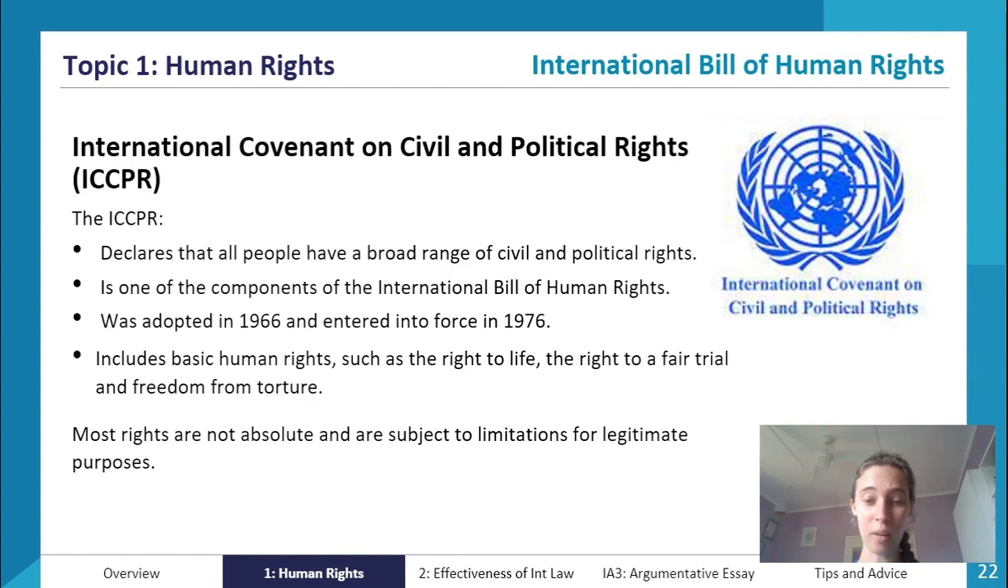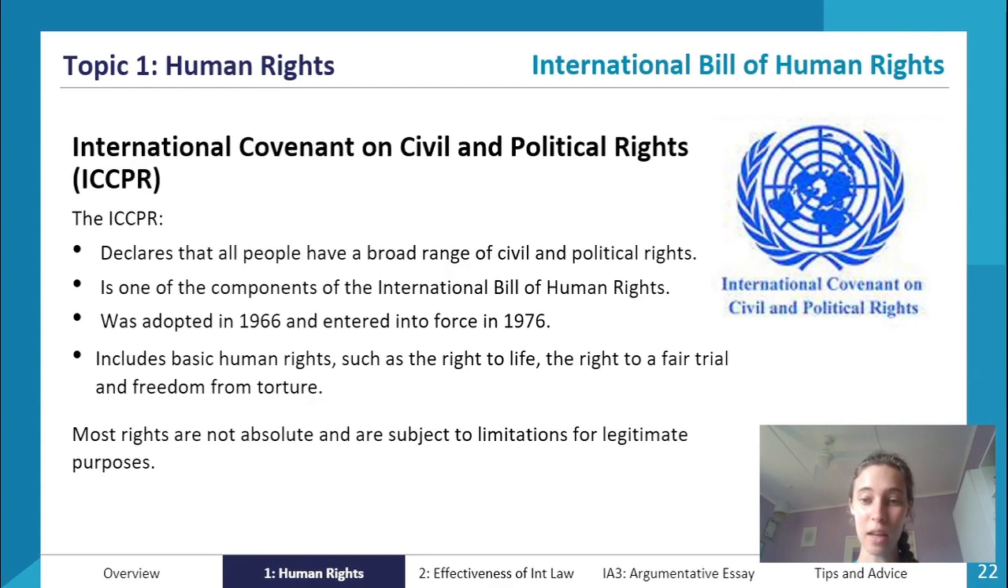So there is overlap between these. You would have seen we just spoke about, for example, the right to life was in the Universal Declaration of Human Rights. And so that obviously is very fundamental. So it does appear in multiple places, including here. Other things, fair trial and freedom from torture. So here it says most rights are not absolute and are subject to limitations for legitimate purposes.